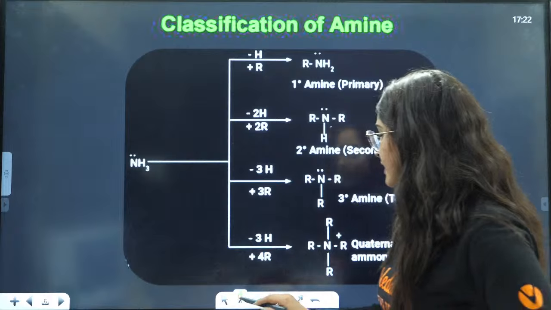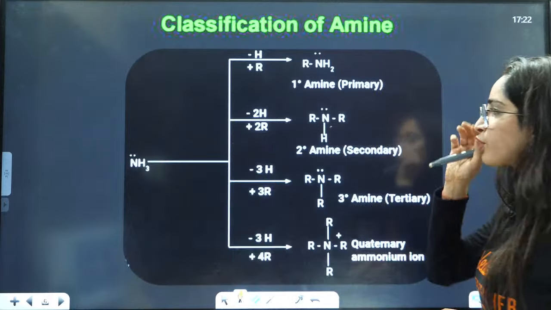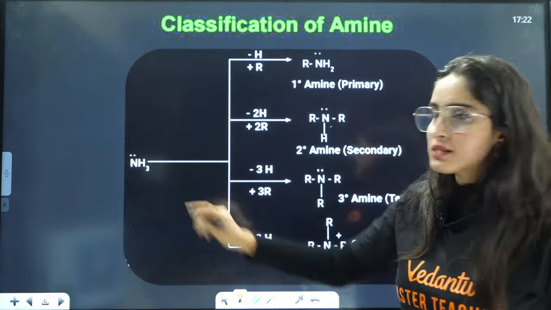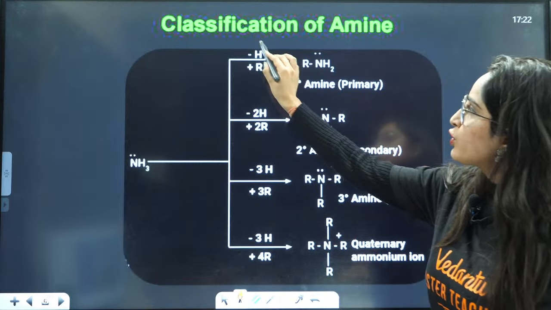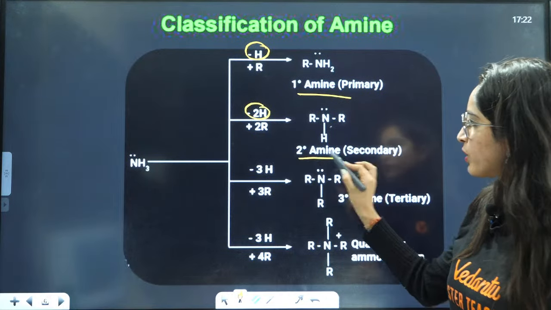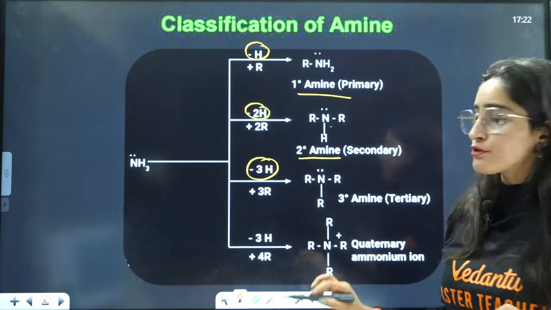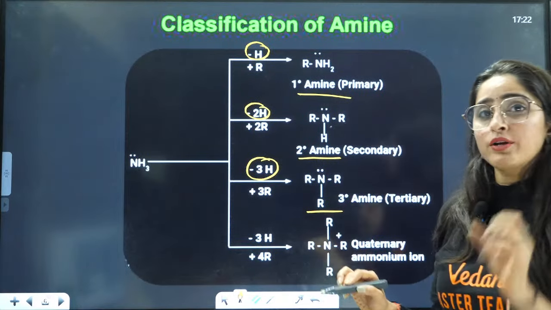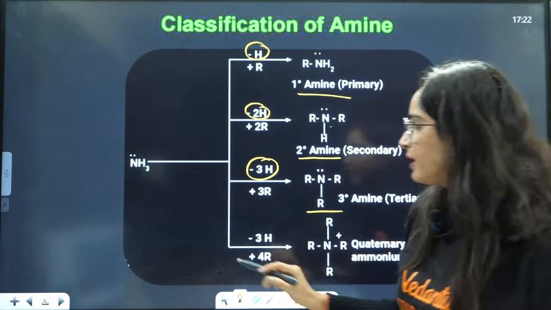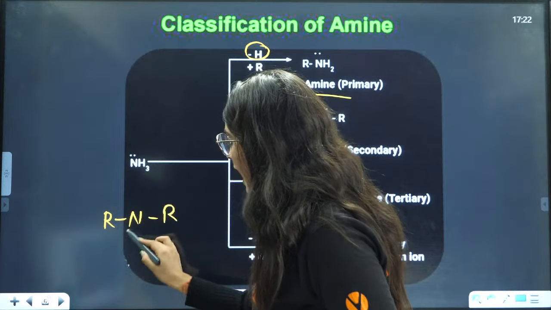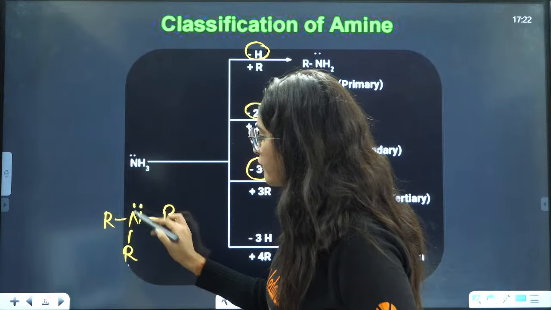Now, next thing is classification. In the classification, you have ammonia, right? When you replace 1 hydrogen, this is 1 degree. When you replace 2 hydrogen, it is 2 degree. You replace 3 hydrogen, it is 3 degree. But when you replace 3 hydrogen and also have 1 lone pair, for example, this is your N with R, R and R, and here you have the lone pair.